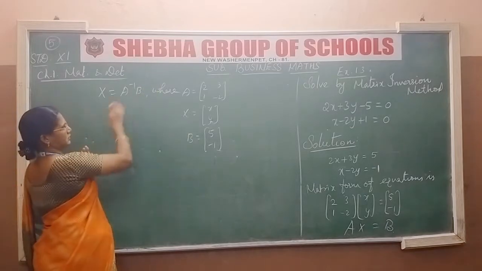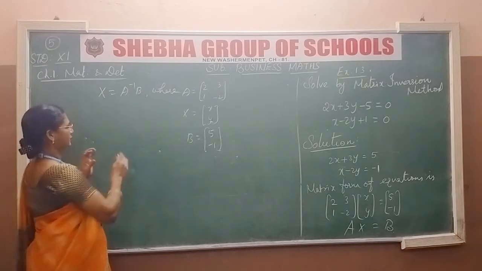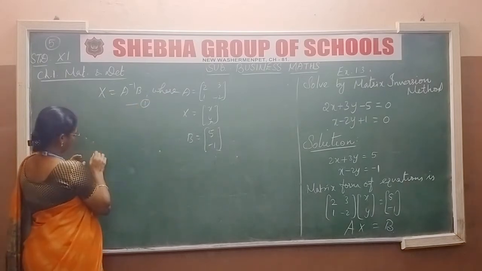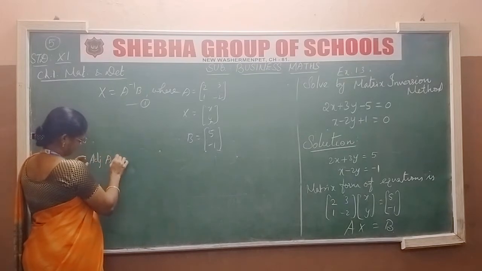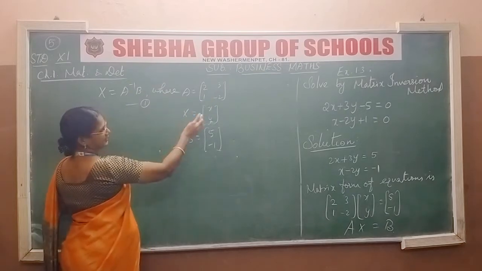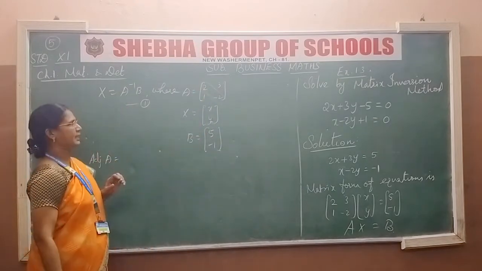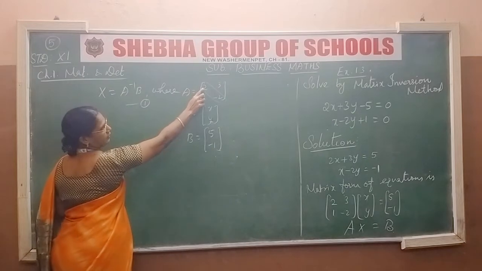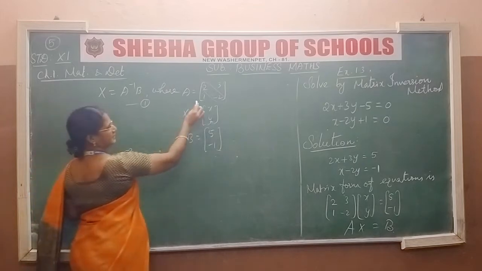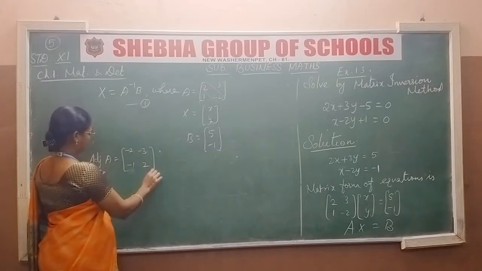Now X is equal to A inverse B. First find A inverse. To find A inverse we need the adjoint of A. How to find the adjoint of A? This is our equation number 1. The adjoint of A: this is a 2 by 2 matrix. So to find the adjoint of a 2 by 2 matrix, first interchange the elements of the leading diagonal. Minus 2 comes here and 2 goes there. So minus 2, 2. Next, change the sign of the off-diagonal elements. You get minus 3, minus 1. This is our adjoint of A.